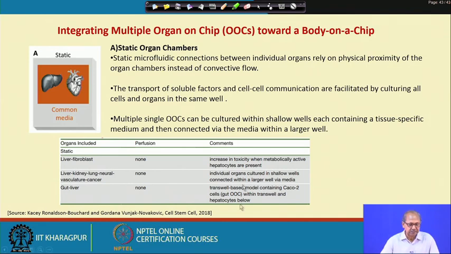In that way, some of the examples are liver fibroblast, where there is no perfusion, with increase in toxicity when the metabolic activity of hepatocytes is present; liver, kidney, lung, neuronal, vasculature and cancer, which means at least 4 or 5 organ on chips are together. Then gut liver in a transwell based model containing the CACO2 cells with transwell and hepatocytes.